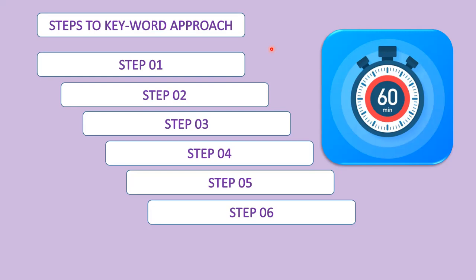Before we learn these 6 steps to keyword approach, we actually have to keep one thing in our mind, that is the 60 minutes stopwatch, right? We have got only 60 minutes in the entire reading material within which we have to decide, write, type, and analyze. All the things we have to do within 60 minutes.